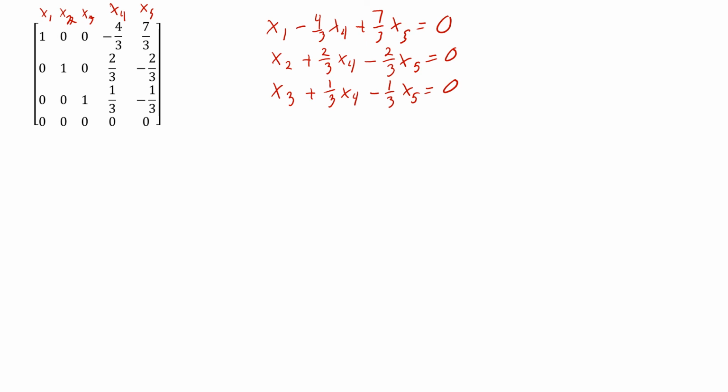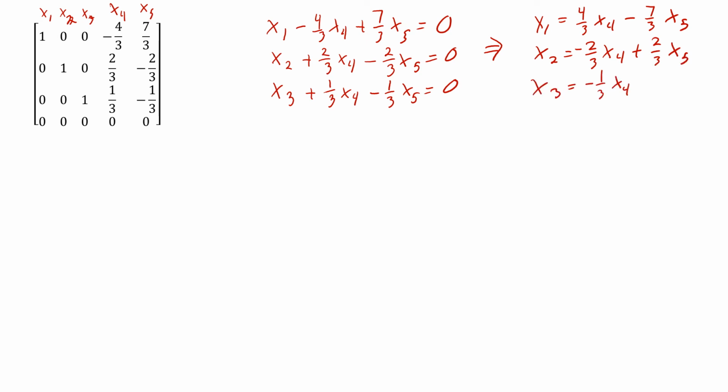Then we can rewrite these so that we get an expression for each one. So x1 is equal to 4 over 3 x4 minus 7 over 3 x5, and so on down the list. And again, we have our free variables at the end, and just to make sure I don't forget them, I like to write them down as simple equations like that.